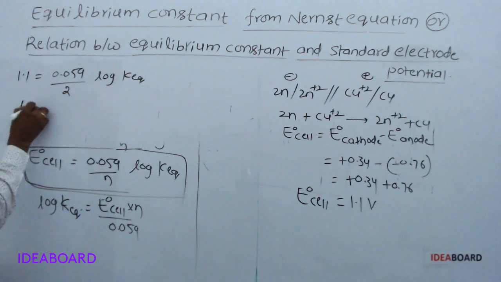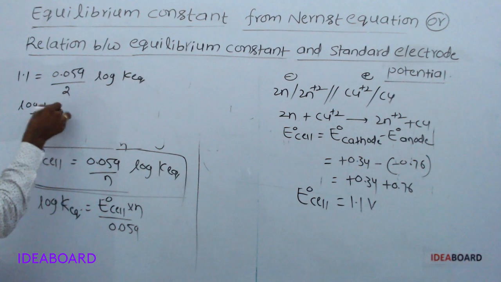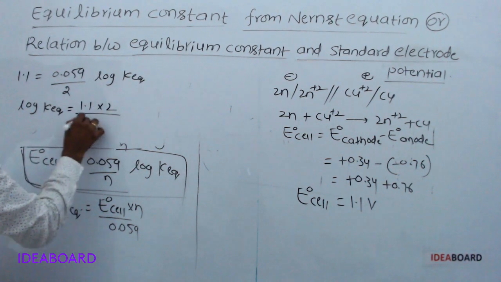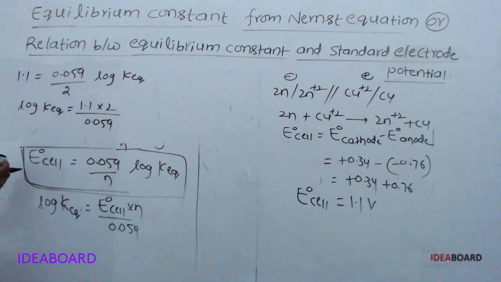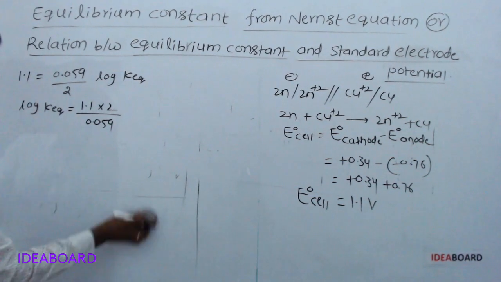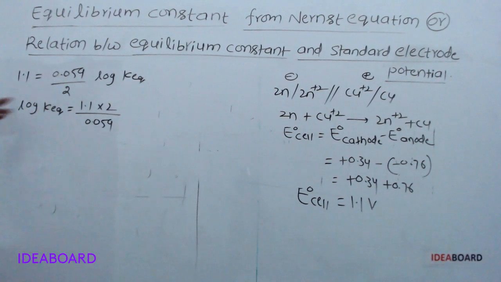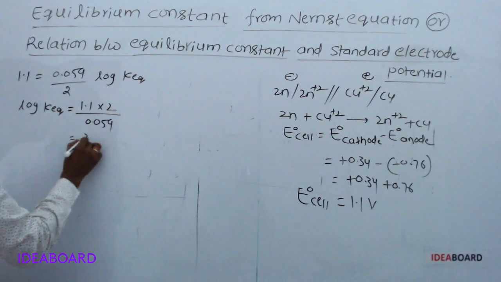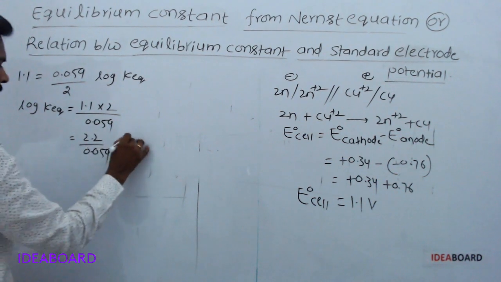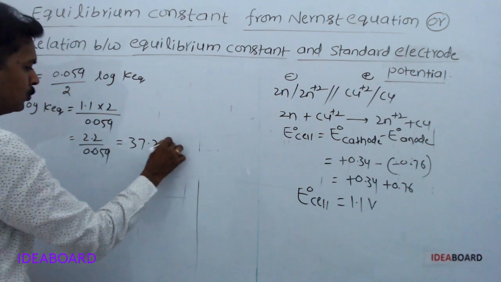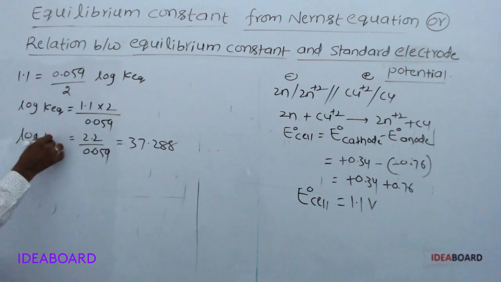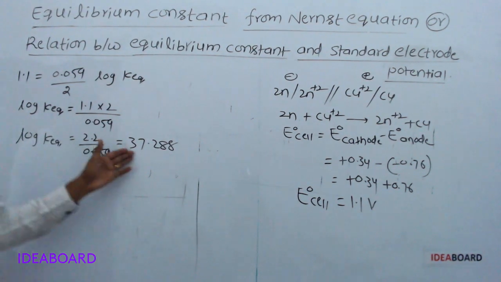Then log K is equal to 1.1 into 2 by 0.059. This is 2.2 by 0.059, and this value is 37.288. Log K value is this much. Log K value is 37.288.